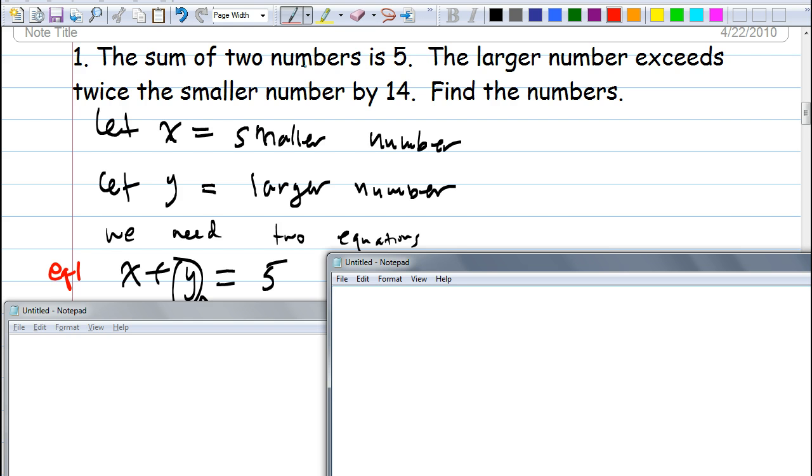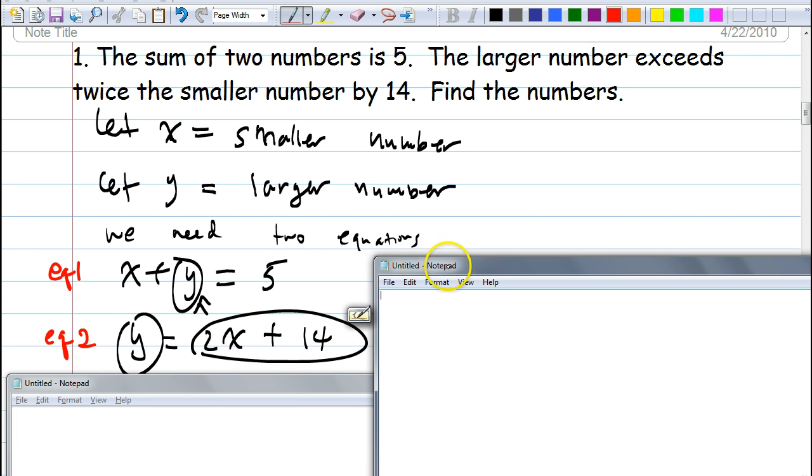It says the larger number exceeds. What does exceed mean? It's how much greater, right? It's greater. How much is it greater? Livy, what do you think? y equals 2x plus 14. Exactly. y is equal to 2x plus 14, and that's what it means, right?